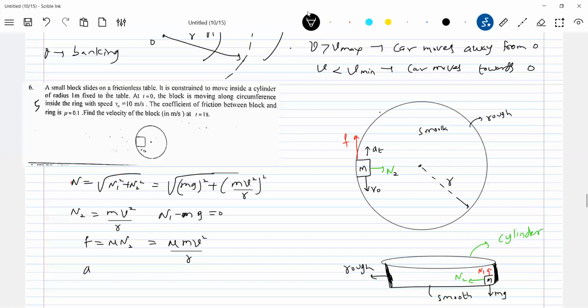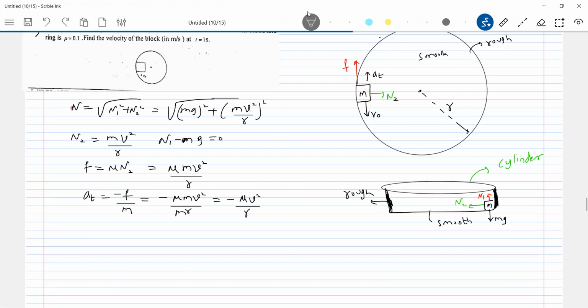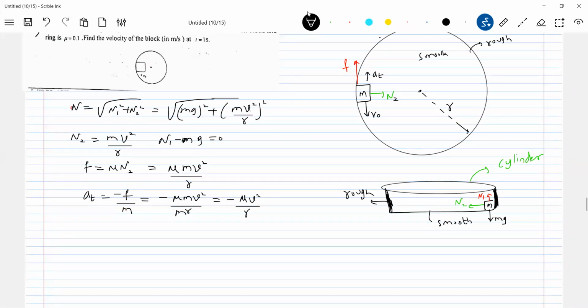So then what is the tangential retardation? Minus f by m. So here this should be mu m v square by r, so mu v square by r. So what is the question asked? Find the velocity of the block at t equal to 1 second. Initially some velocity is given, and after some time, now look at this acceleration as a function of speed. So any method, go back to kinematics. This a tangential, you can also write it as dv by dt.